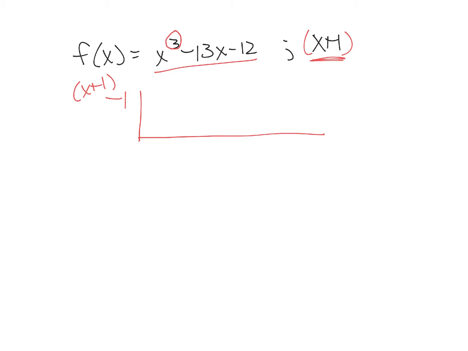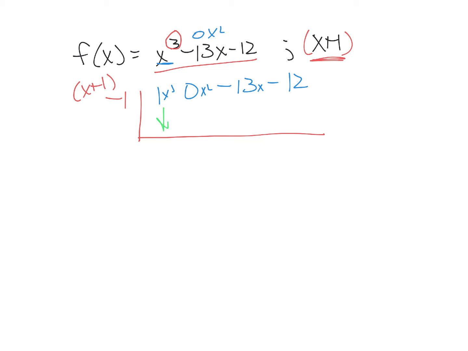Also, don't forget, it has to go in descending order. So we have x to the power of 3, so we have 1, but we have 0x squared, so we need a 0 there. Then we need -13 and -12. If you want, you can put the variables here. They're usually not there because it's just numbers, but understanding where those numbers come from.